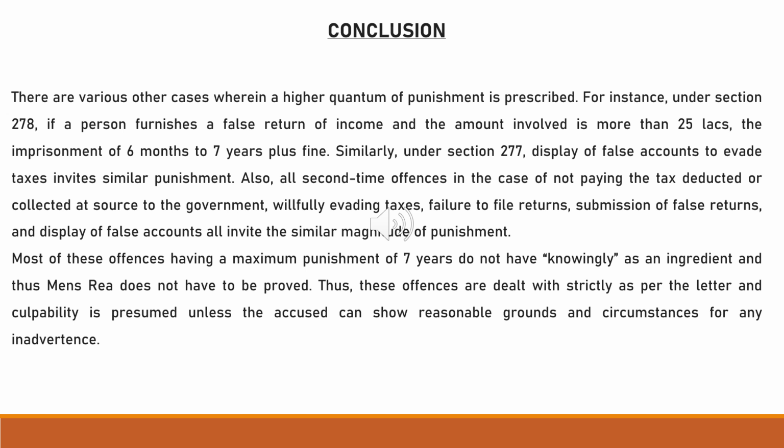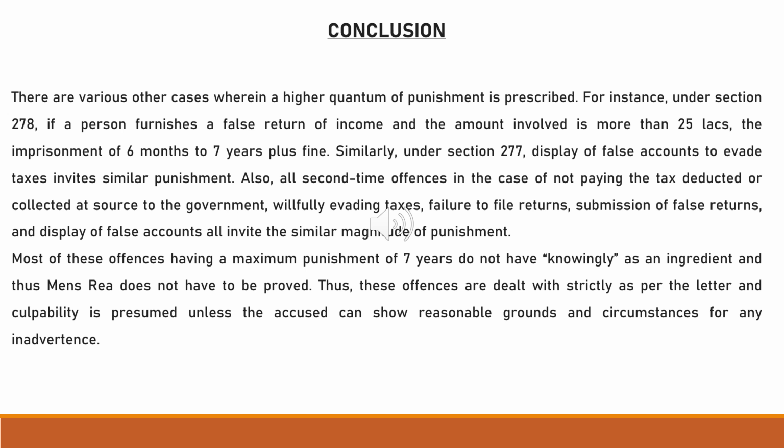At the end, there are various other cases wherein a higher quantum of punishment is prescribed. For instance, under Section 278, if a person furnishes a false return of income and the amount involved is more than 25 lakhs, the imprisonment is 6 months to 7 years plus fine. Similarly, under Section 277, display of false accounts to evade tax invites similar punishment.